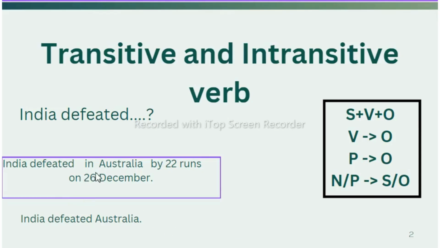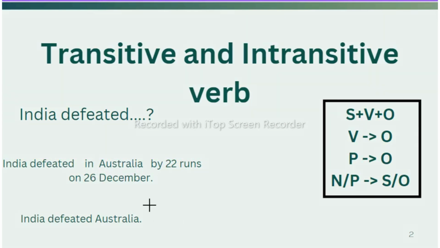So here by adding in Australia by 22 runs on 26 December. Now can we say these things are objects, like Australia, 22 runs, and 26 December? But we cannot say this sentence is transitive, because we have given objects to the prepositions in, by, and on, not to the verb. So here we need to give an object to this verb. The correct sentence must be India defeated Australia. So to this verb defeated, we have given an object, that is Australia.